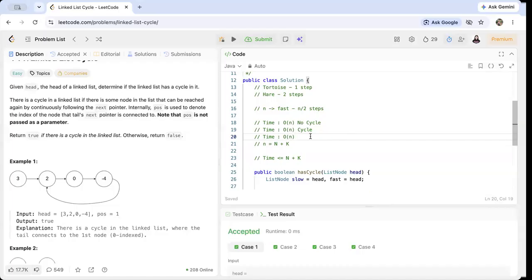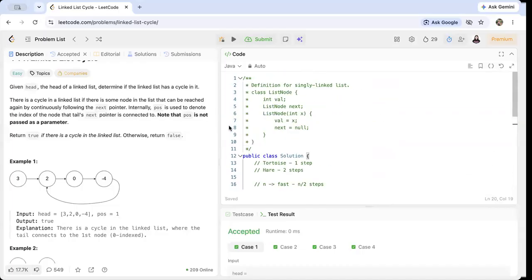There will eventually be a point when slow and fast pointers will meet. So yeah, this was it from my end.